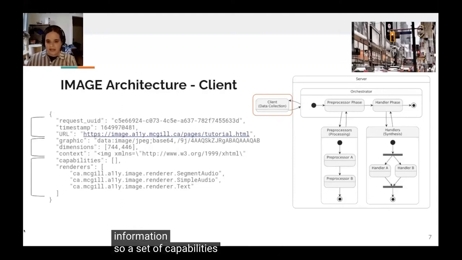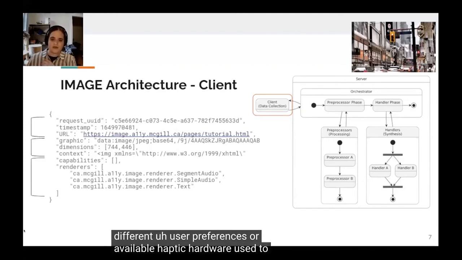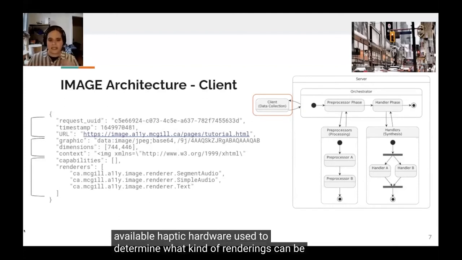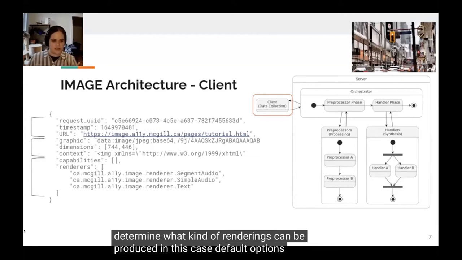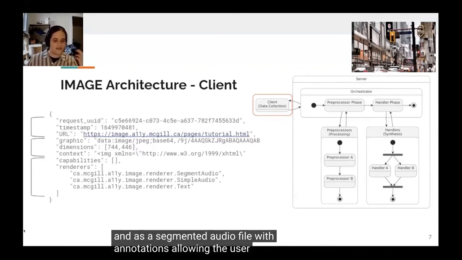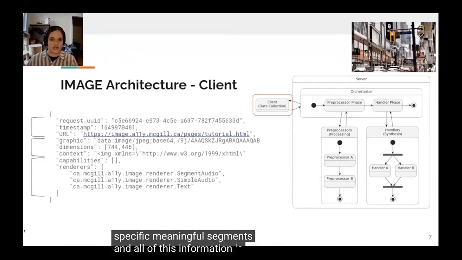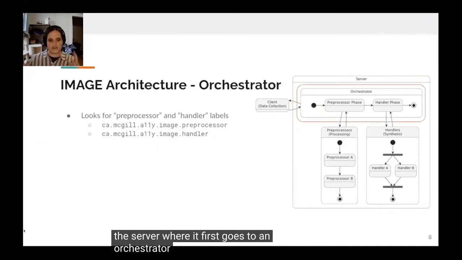So a set of capabilities, which are different user preferences or available haptic hardware used to determine what kind of renderings can be produced. In this case, default options and no haptic hardware. And then a list of renderers, which are these data formats that the client supports to actually display renderings as. So as text, as a simple audio file that can be played through, and as a segmented audio file with annotations allowing the user to go to specific meaningful segments. And all of this information is sent to the server, where it first goes to an orchestrator.